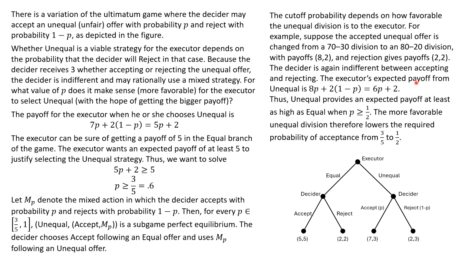The executor's expected payoff from unequal would be now 8P plus 2 times 1 minus P, or 6P plus 2. And the executor would want to compare this to 5. In other words, this value here, 5. And then you just subtract, when is this greater or equal to 5? Well, you subtract 2, and you get 6P greater than or equal to 3, or P greater than or equal to 1/2. So the more favorable unequal division, therefore, lowers the required probability of acceptance, in this case from 3/5 to 1/2.